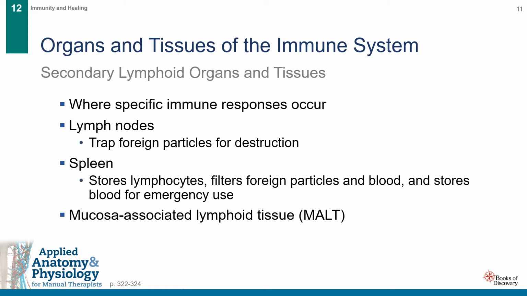Now let's discuss the secondary lymphoid organs and tissues. Secondary lymphoid organs and tissues are where specific immune responses occur. Lymph nodes trap foreign particles for destruction, while the spleen stores lymphocytes, filters foreign particles from blood, and stores blood for emergency use.